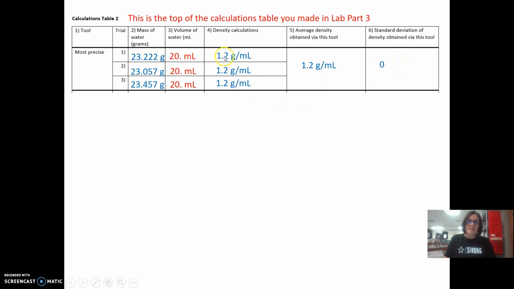For mine, because the densities all rounded to the exact same number, my average came out to be the same and I had 0 deviation. So my average density for my made-up data is 1.2 grams per milliliter. What we do in part 4 is we find out how accurate is that. We do that by calculating percent error.